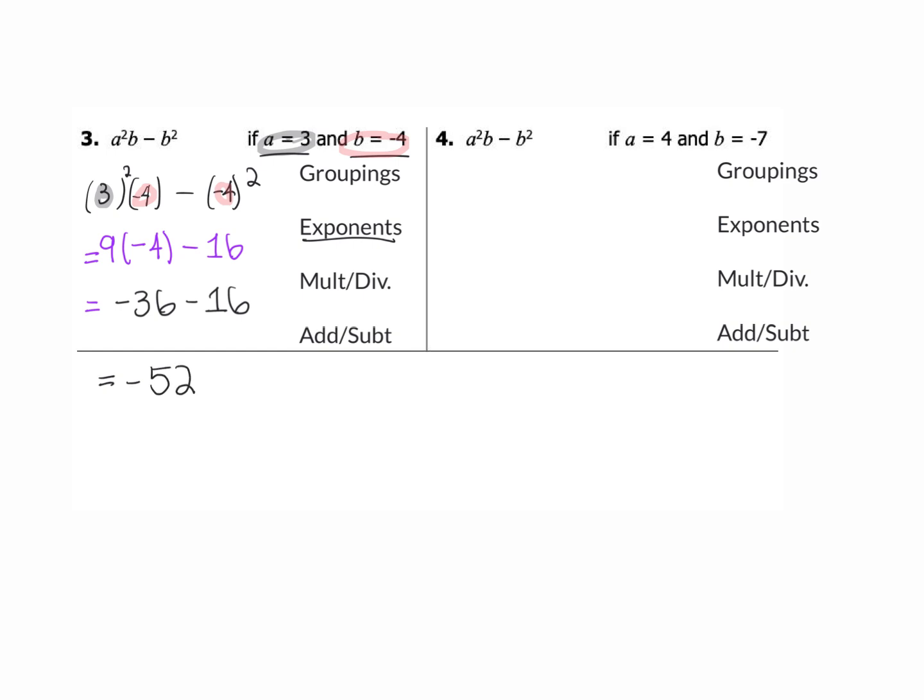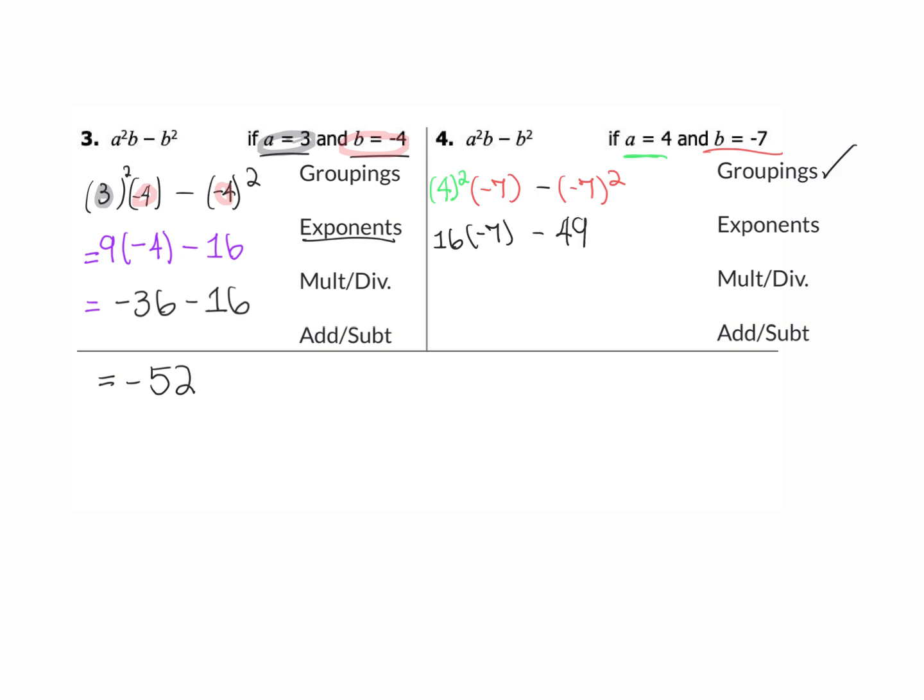Now we're going to solve number 4. We have a squared b minus b squared, where a equals 4 and b is negative 7. So we have 4 squared times negative 7 minus negative 7 squared. We go through our order of operations. We have no groupings, we have exponents. So 4 squared is 16, times negative 7, minus negative 7 squared, which is 49.